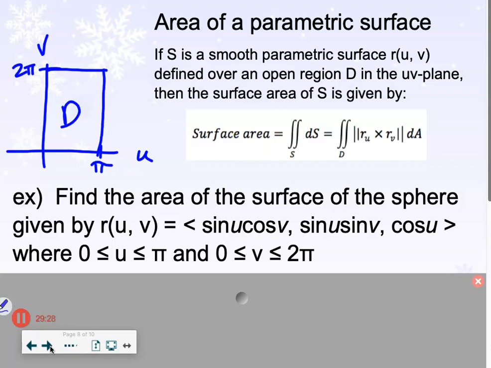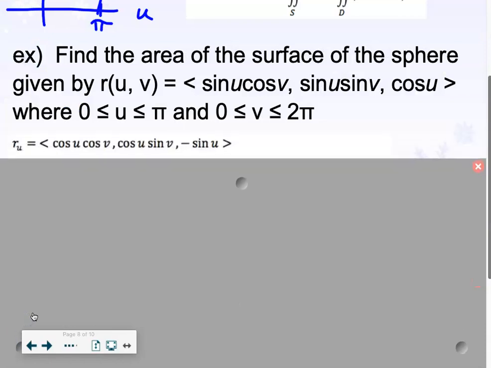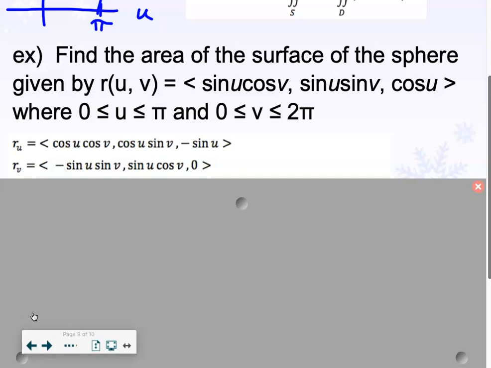So I'm going to give you a couple of minutes to see if you can figure this out without showing you anything. Okay, so R sub u is cosine u cosine v, cosine u sine v, and negative sine u. Pretty straightforward. R sub v is negative sine u sine v, sine u cosine v, and 0.